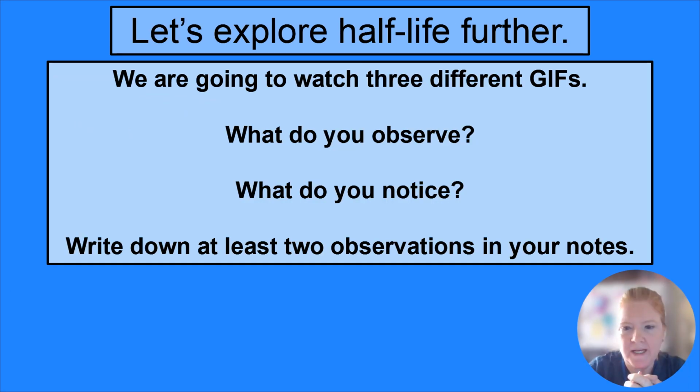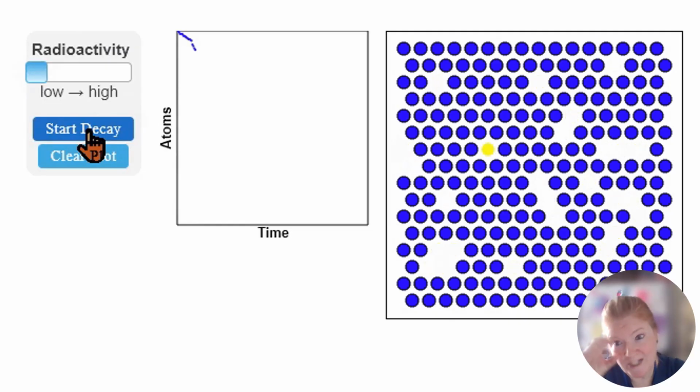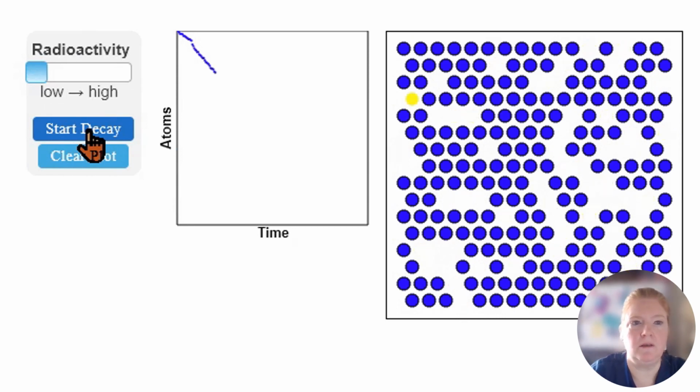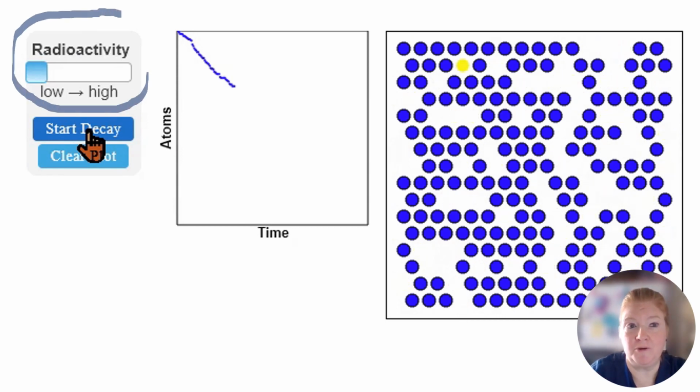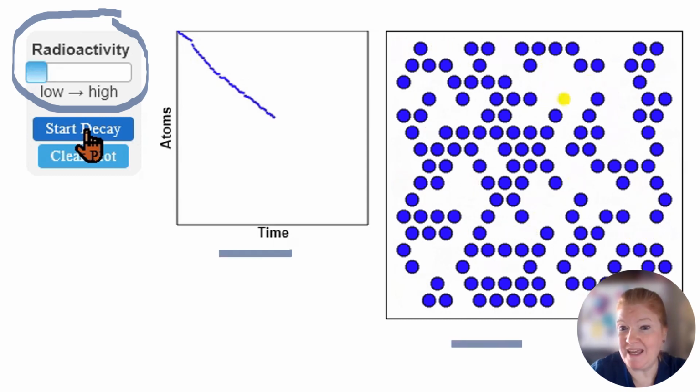All right, so we're going to explore half-life a little further. We're going to watch 3 different GIFs. And in your notes, or as you're watching the video, what do you observe? What do you notice? And I want you to think about, write down 2 things that you notice. GIF number 1, watch, observe, pay attention. Notice that, and this, and this.